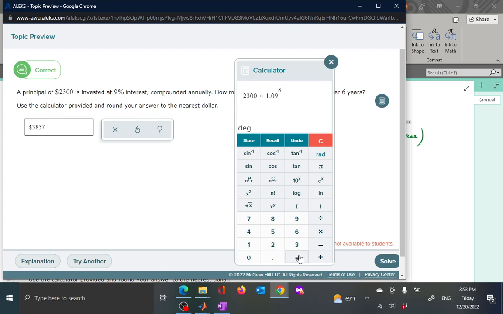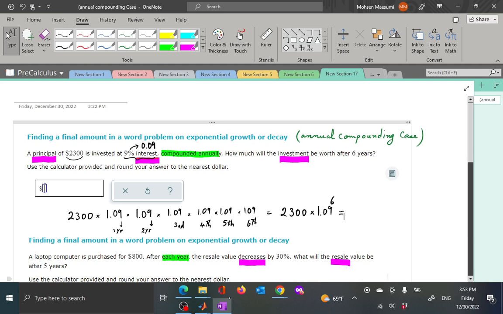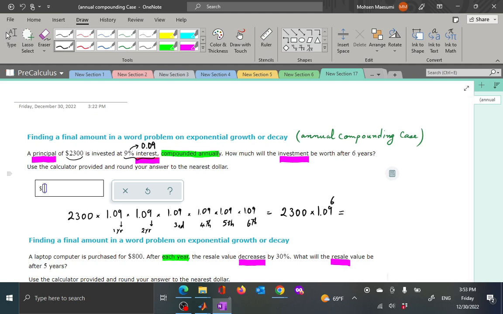And then we find out that we are going to have $3,857, and then we are being asked to round to the nearest dollar. So 33 is less than 50 cents, so we are going to round it to $3,857. That's all there is to this type of problem. It's just important to see the application. So the first one is an application to finance.